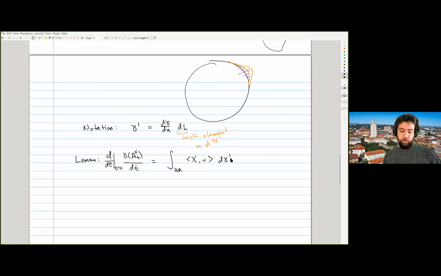And what I get is the normal component of X integrated along the boundary with respect to the Gaussian measure. And I think that without doing the calculation, this is kind of an obvious formula, right? Because I have my set. Here's my set A. I have my vector field X, which is pushing me sort of in the normal direction, right? And how much measure do I gain?